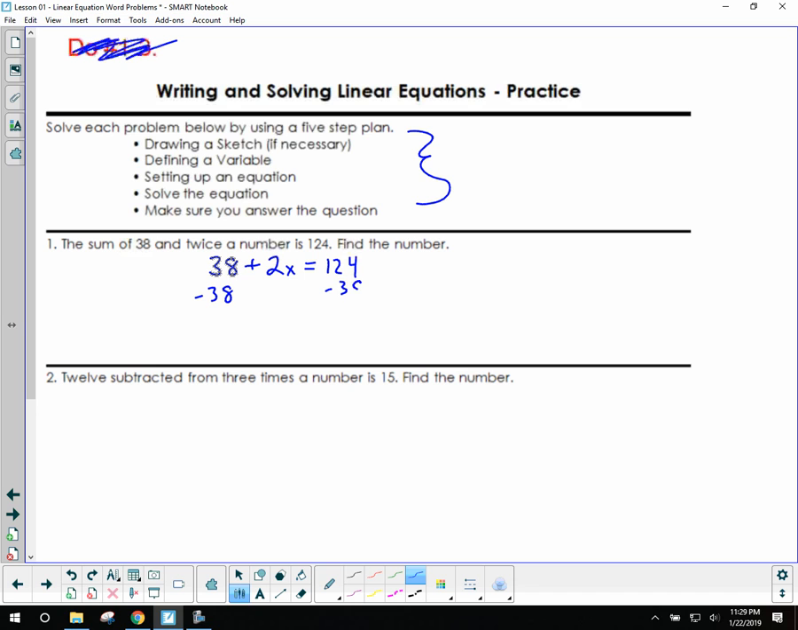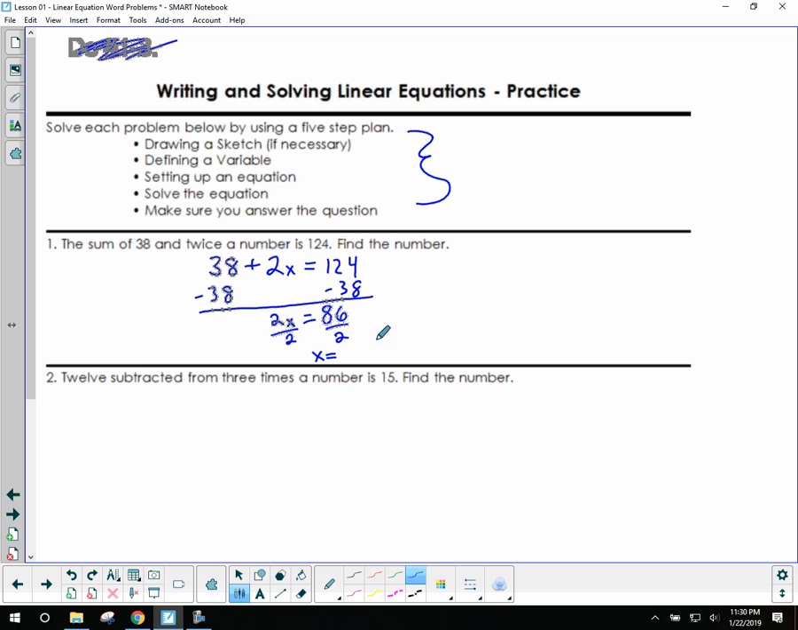Bring down your leftovers. 124 minus 38 is going to be 86. Divide by 2. X equals 43. Says find the number. We did.